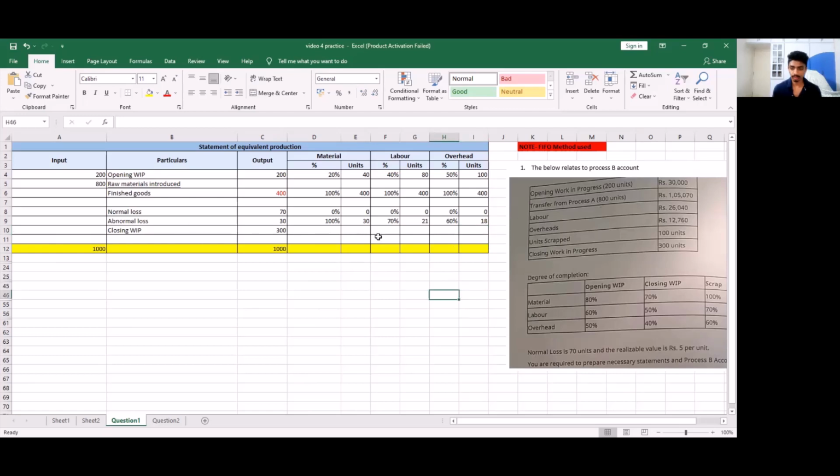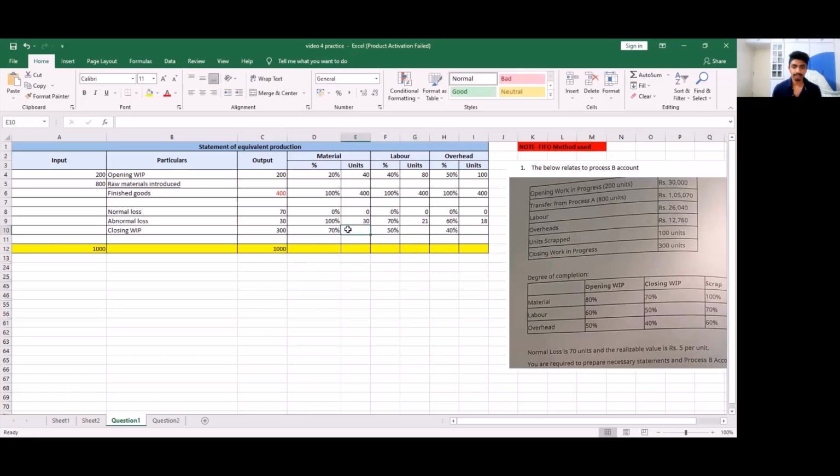Now for closing work in progress, we are given 70%, 50%, and 40%. So we will enter these values as it is. So for materials, we have 70%. For labor, we see 50%. So under the labor column, we are going to write 50%. And finally, for overheads, we have our closing work in progress degree of completion as 40%.